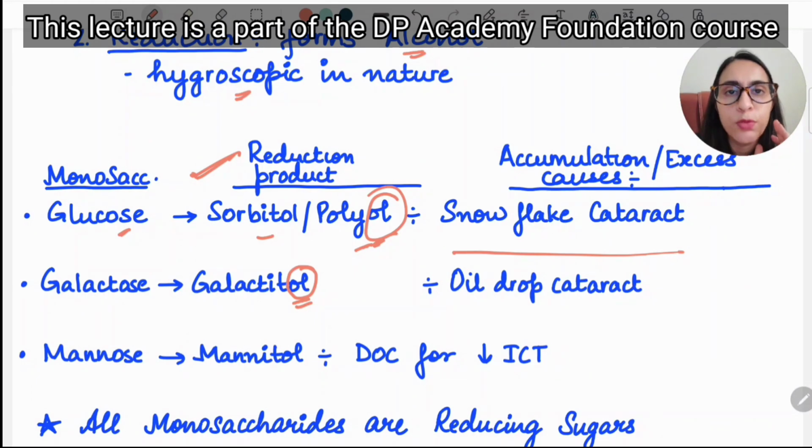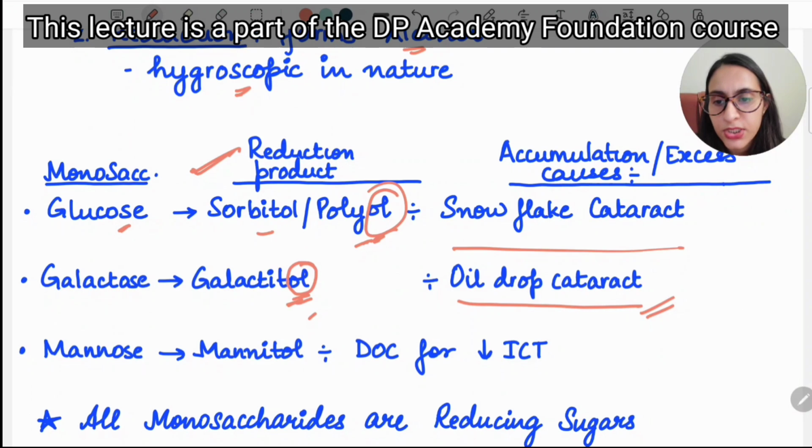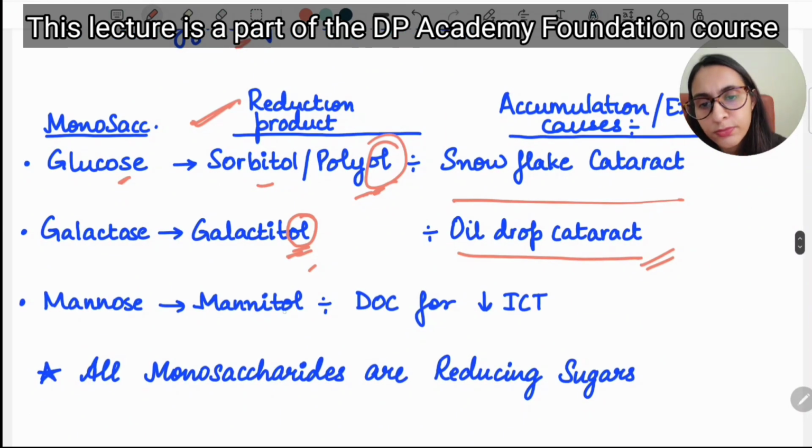So we know reduction of a monosaccharide forms alcohol, oxidation of a monosaccharide forms acid. So galactose reduction produces alcohol, that is galactitol, also called dulcitol, and accumulation of galactitol can cause the oil drop cataract in a galactosemia patient. Mannose, the reduction product is mannitol, and it is the drug of choice for reducing intracranial tension.